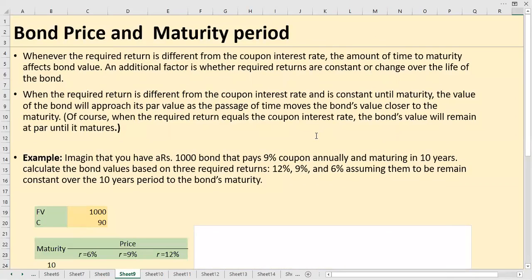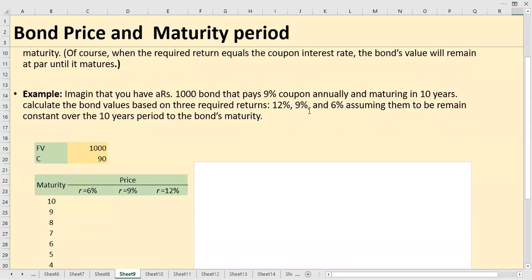During the maturity period of the particular bond, I'm going to calculate these values based on this particular example. Please look at the example and try to understand. Please read it out. Imagine that you have a 1,000 rupee bond that pays only a 9% coupon annually, the same example, and maturity in 10 years. Calculate the bond values based on three required rates of return: 12%, 9%, and 6%, assuming them to remain constant over the 10-year period of the bond's maturity.